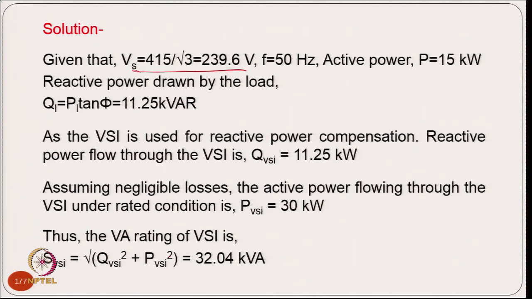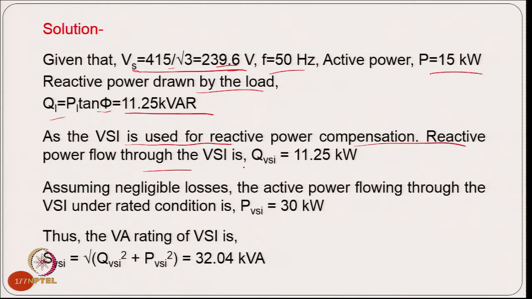So, the supply voltage is given as 415 volt line. So, we have the phase voltage as line by root 3, so it comes to 239.6 volt, and frequency is 50 hertz, and active power is P equal to 15 kilowatt, and the reactive power of the load is Q1 = P1 tan phi. So, you get 11.25 kVAr, and also a voltage source inverter is used for reactive power compensation.